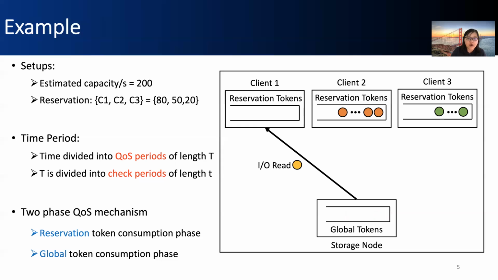Haechi also has a token conversion mechanism. As shown in the example, client 2 has unused tokens in some check period. It returns them back to the global token pool. Client 1, who has more backlog, can use them to process more IOs. A client will be forced to sleep and wait for the next QoS period if it is not able to get additional tokens. This example is scaled down from the real system. In the real system, capacity is at a million IOs per second level, and we get global tokens in a batch manner.